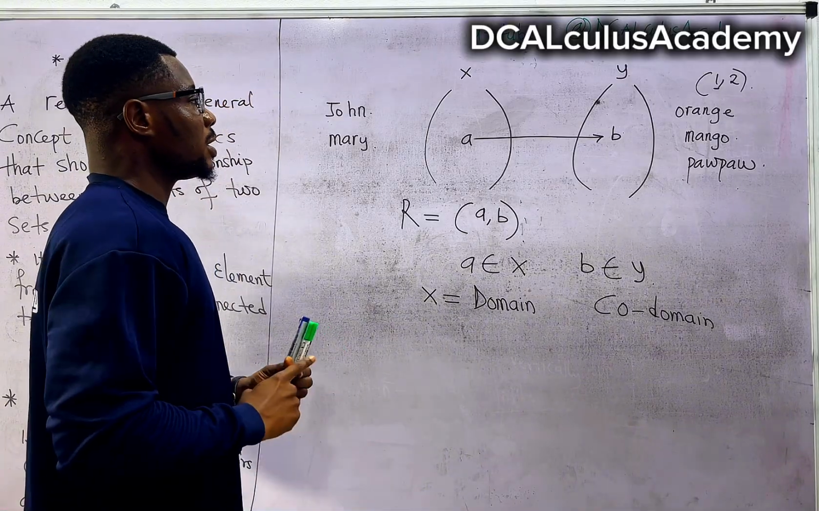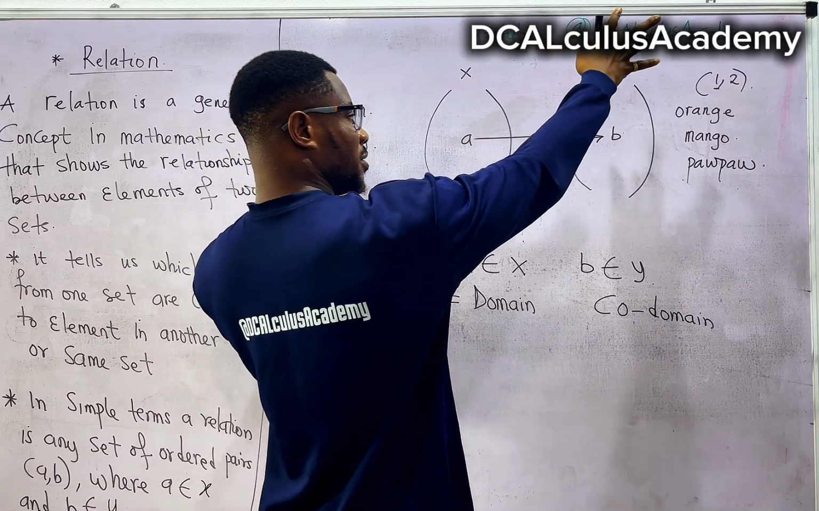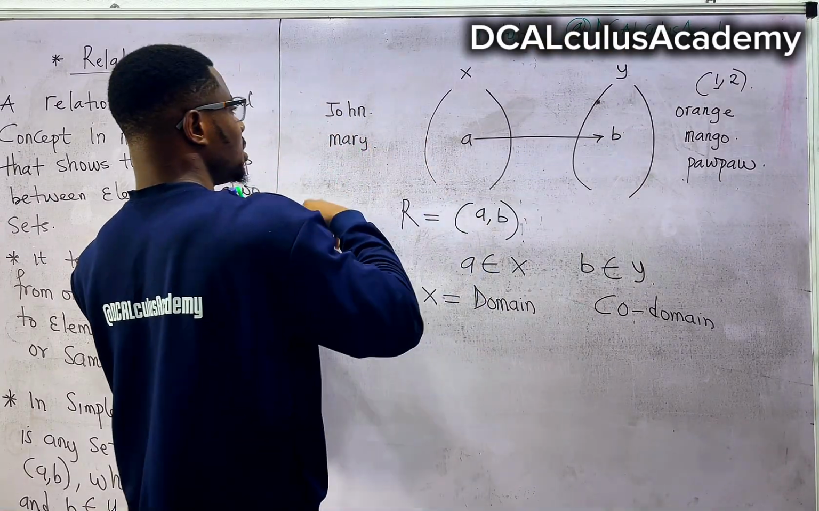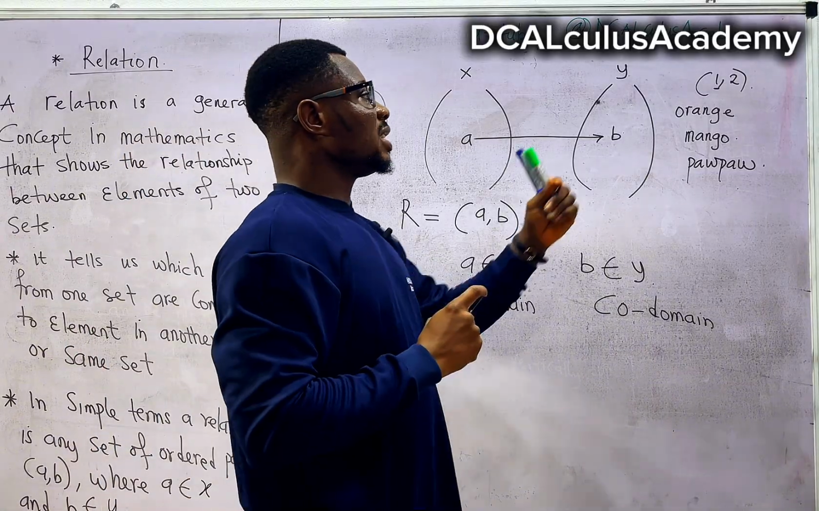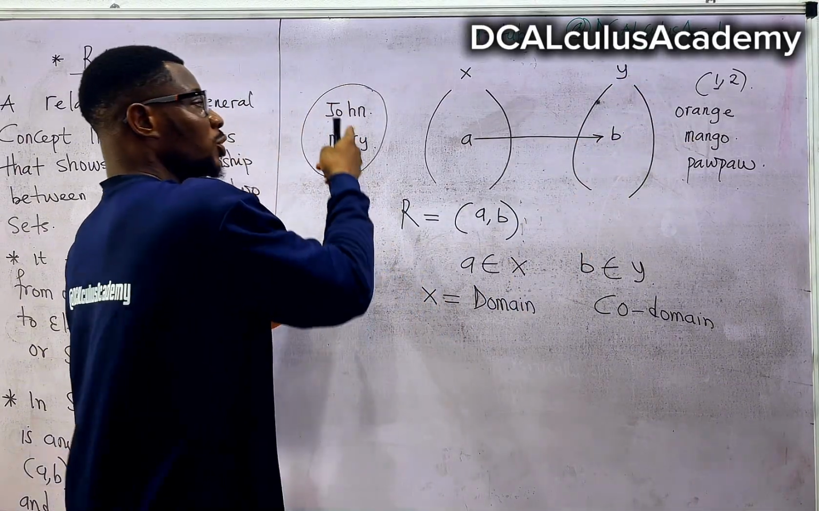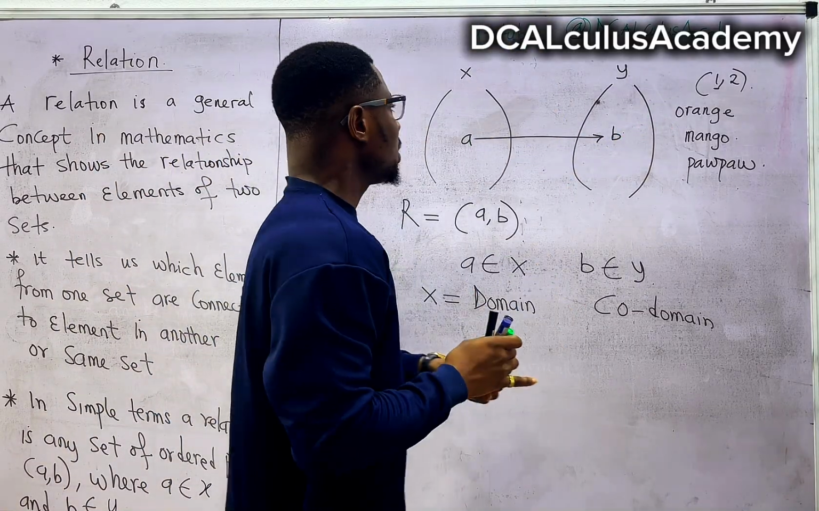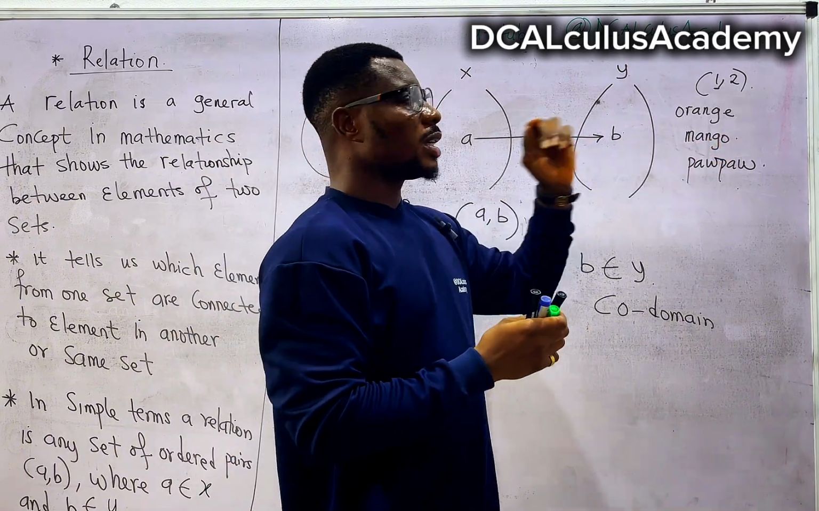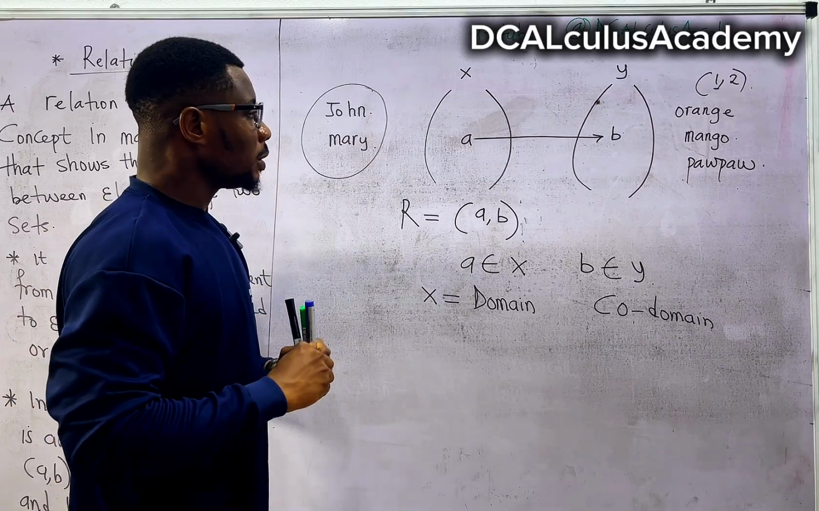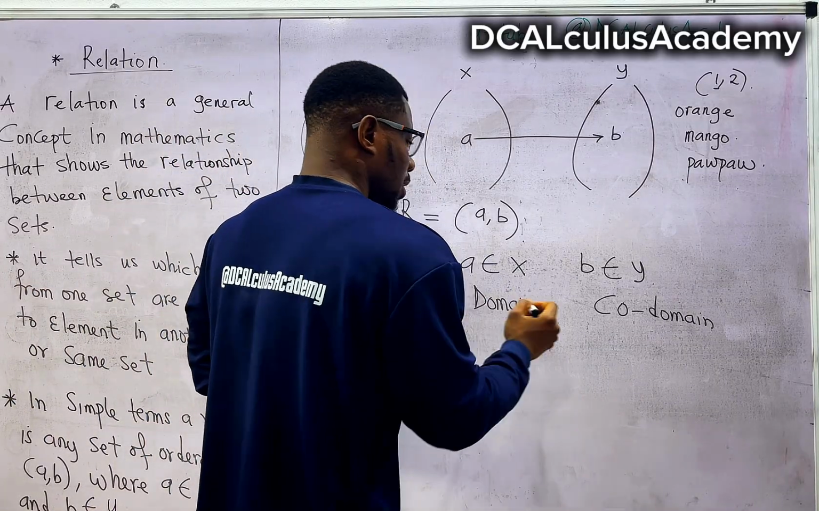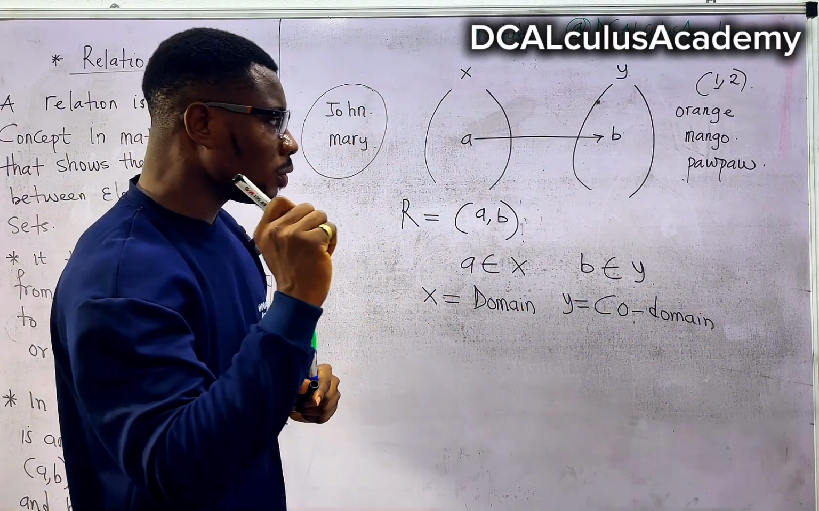So what it means here is the set of John and Mary that relates with different fruits in the other set. These are called the domain. Then the set of all the fruits that John and Mary want to relate to is called the codomain. So at this point, I know that set X is the domain and set Y is the codomain. But there is another term that I want you to take note of.